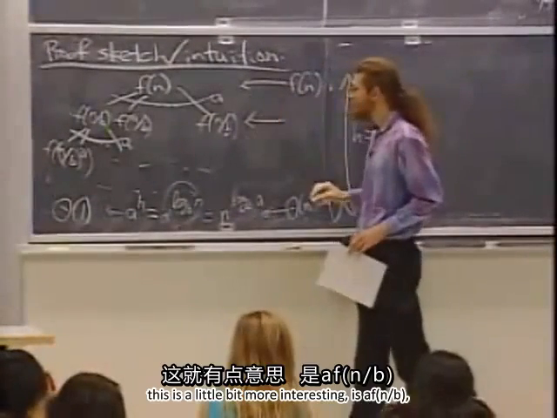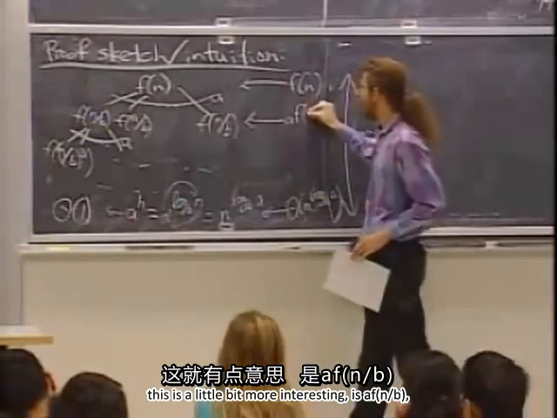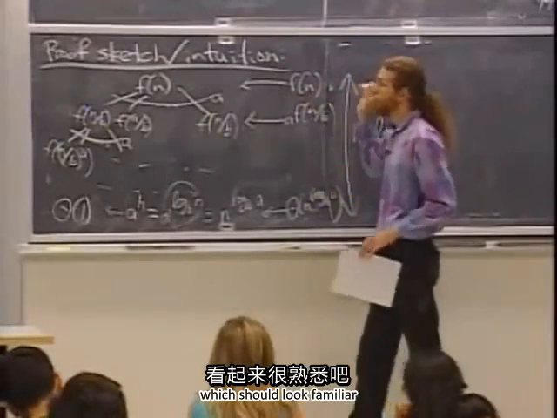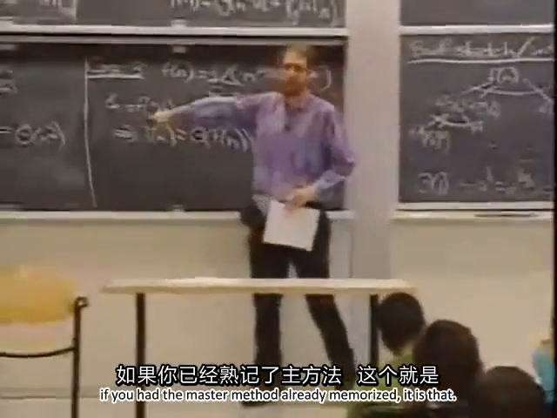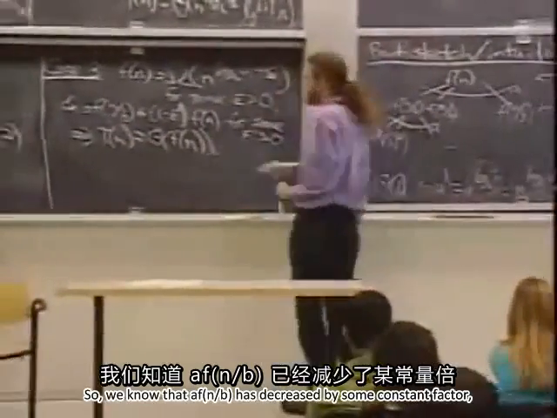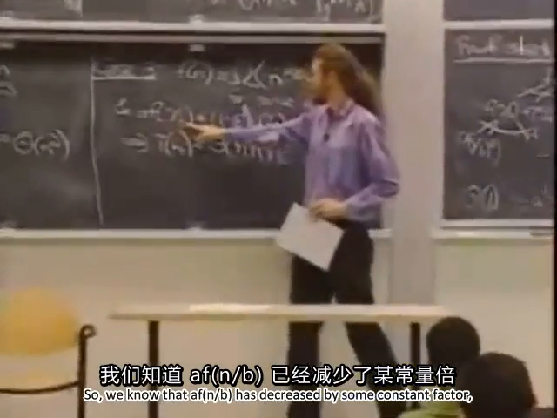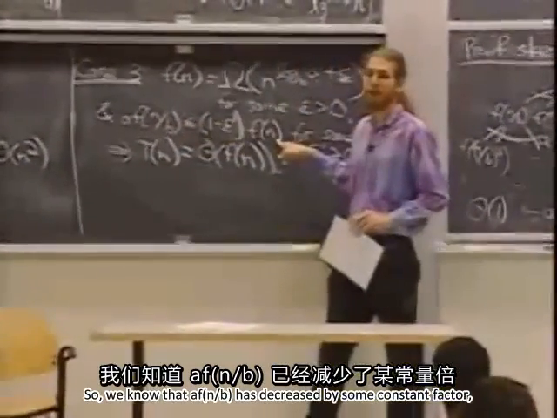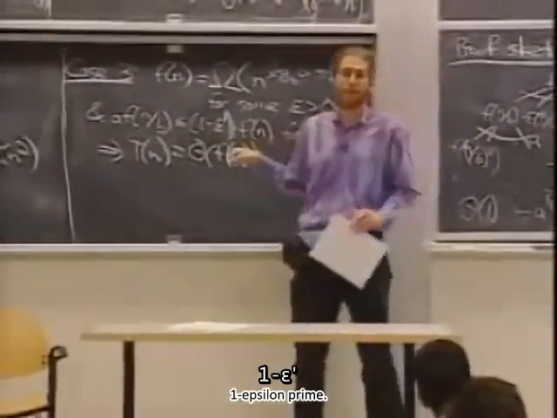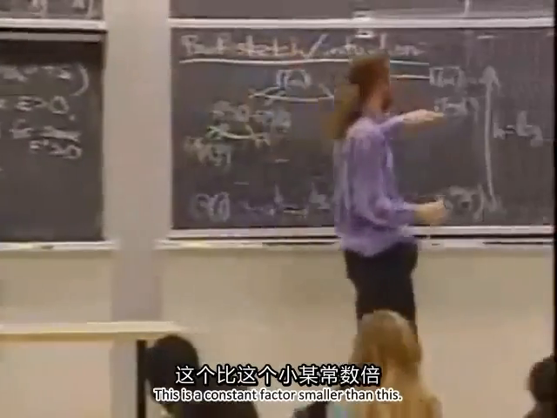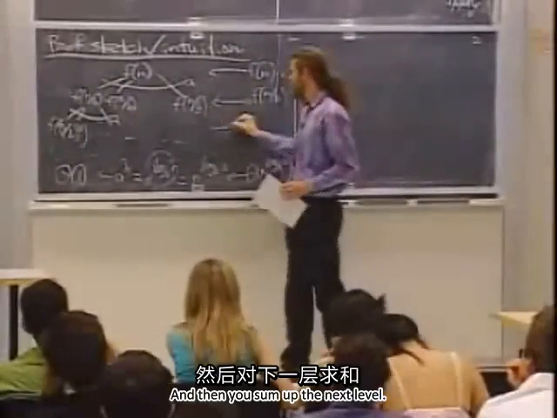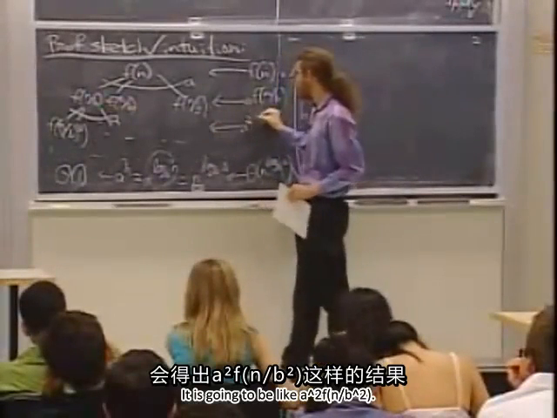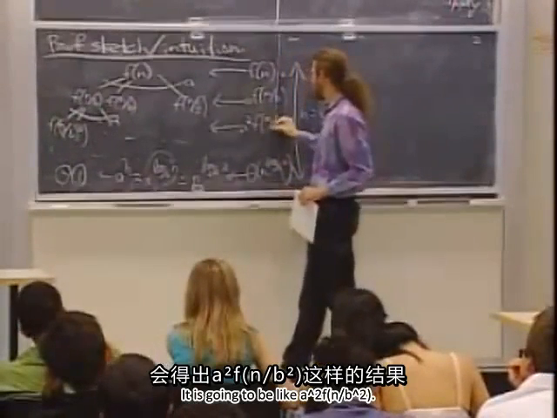The next level, this is a little bit more interesting, is a times f of n over b, which should look familiar if you had the master method already memorized. Okay, so we know that a times f of n over b has decreased by some constant factor, 1 minus epsilon prime. So we've gone down. This is a constant factor smaller than this. And then you sum up the next level, it's going to be like a squared times f of n over b squared.